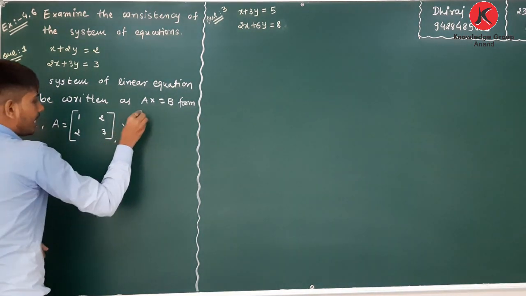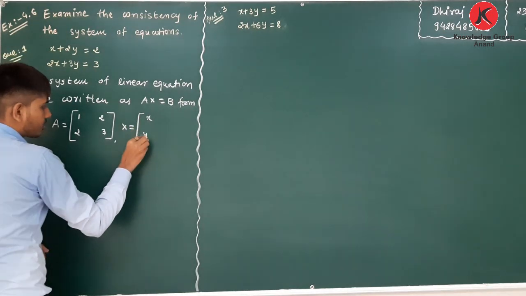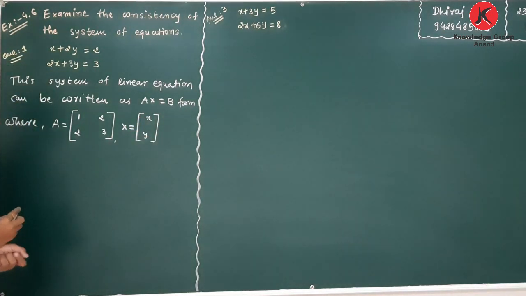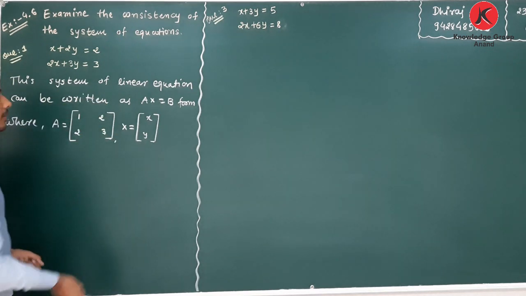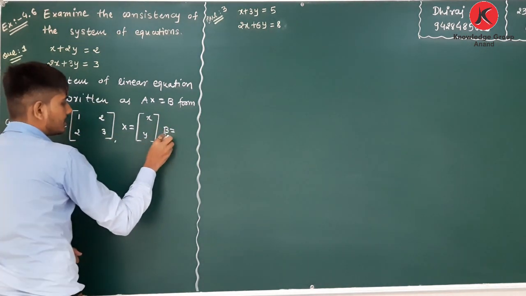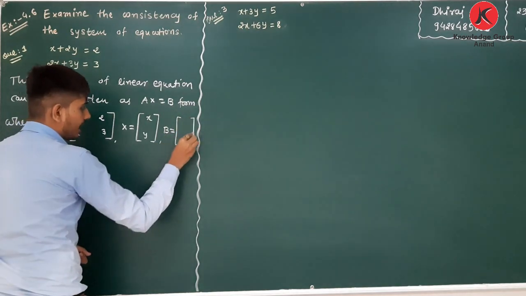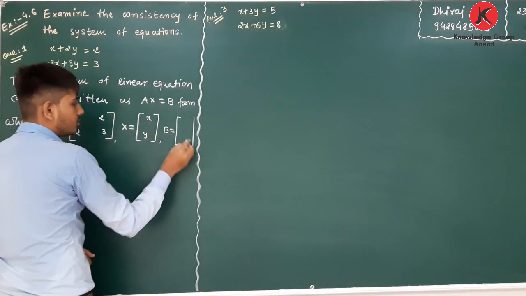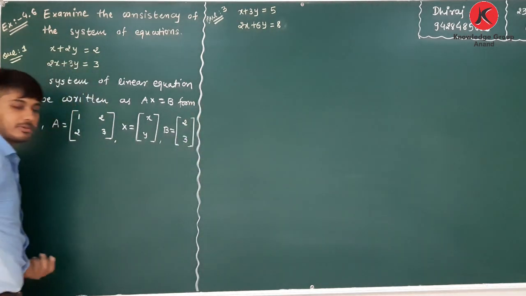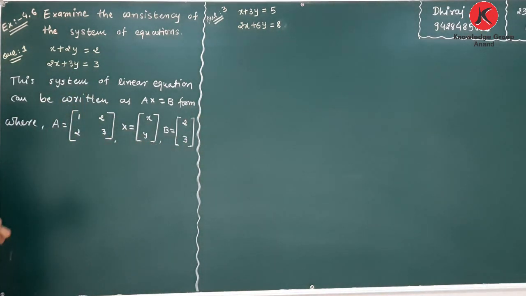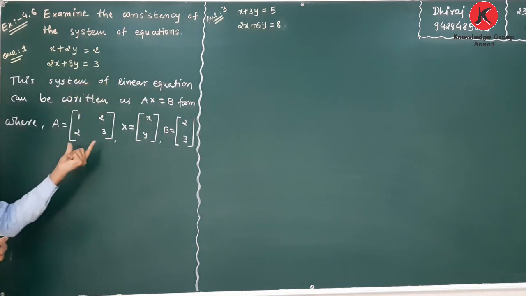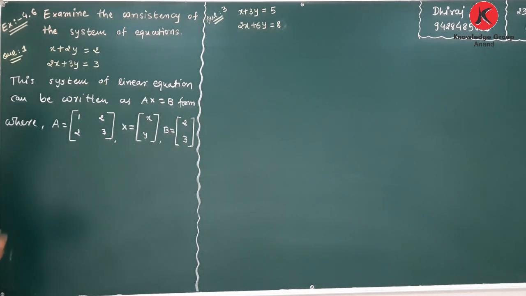Where X is the matrix of variables, and B is the constant value on the right hand side. So this is AX equals B. Now first of all, check whether A inverse exists or not. For checking the existence of A inverse, we have to obtain the determinant of A.